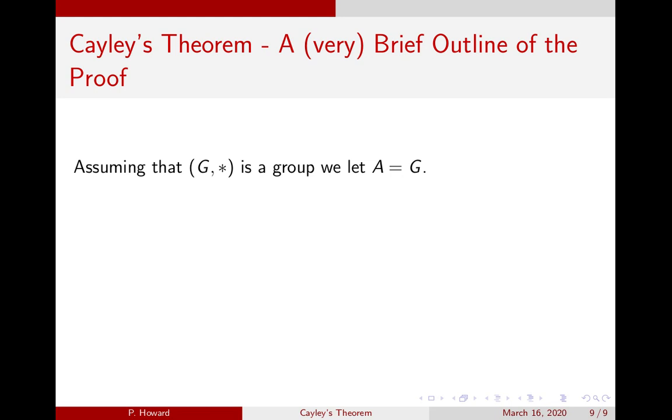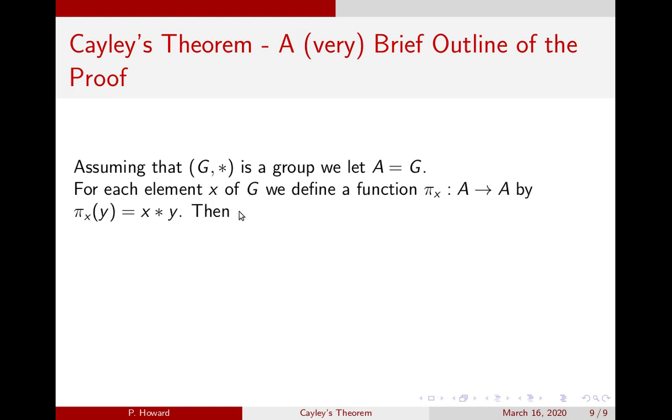An almost identical thing happens in the general case where G star can be any group. In proving Cayley's theorem, given a group G star, we will let A equal G. For each element x of G, we'll define a function pi sub x from A into A. How do you get pi sub x of y? You multiply y by x using the operation on the group G.